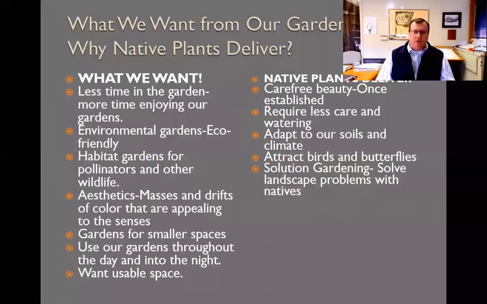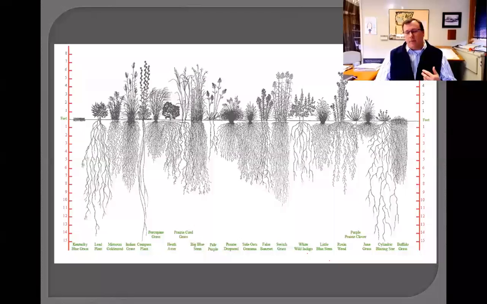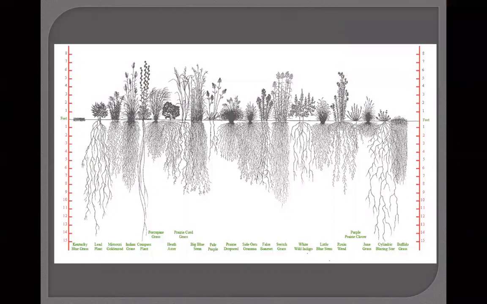Maybe it's a dry area in your yard, maybe it's a wet area in your yard, but certainly this idea that native plants can solve some of the problem areas within your landscape. As we think about these native plants, I always like to show this slide because it really demonstrates why these plants are so resilient, so drought tolerant in our Kansas climate.